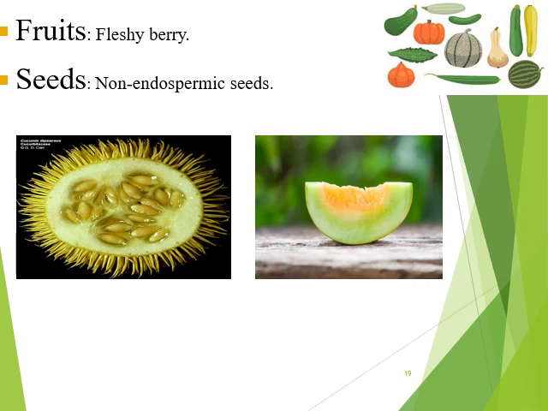Seed of Cucurbitaceae family is non-endospermic seed. It means seeds do not have an endosperm in the mature seed. So the cotyledons are thick and fleshy and function as the sole food storage organ. Majorly, dicot plants have non-endospermic seeds.